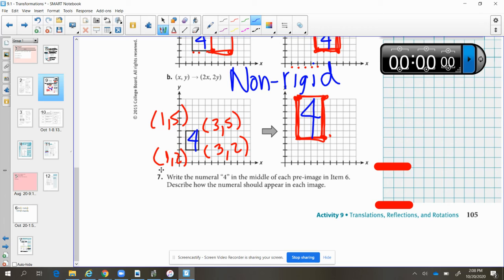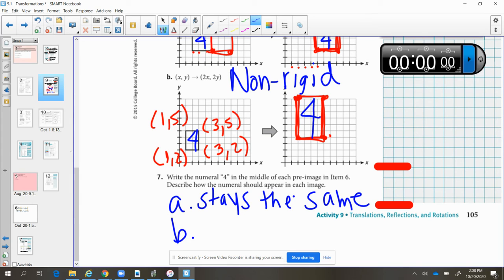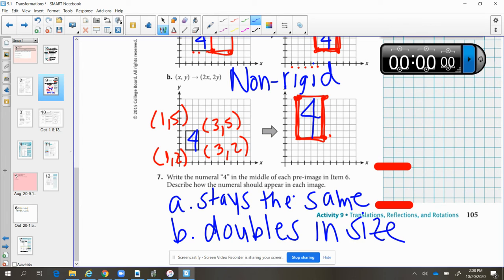Describe what should happen. For the first one, it'll stay the same, but the second one, it would double in size because that's what happened to the X and the Y values. It increases in size.